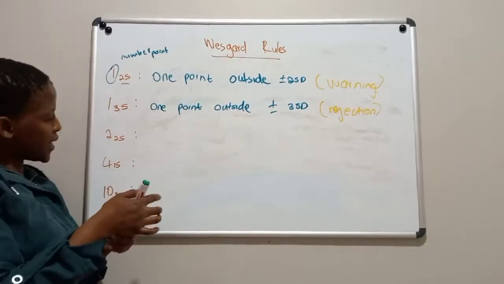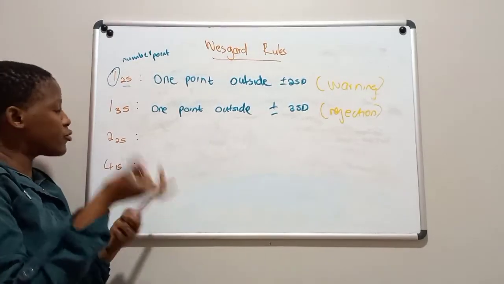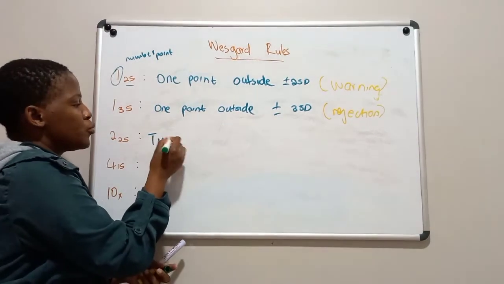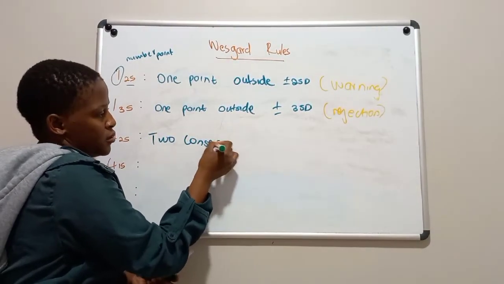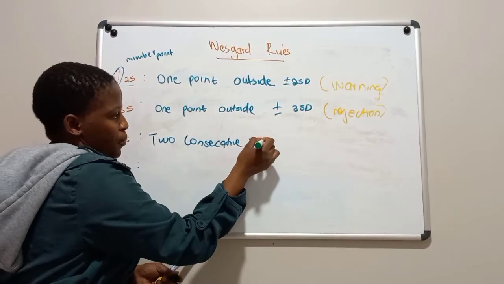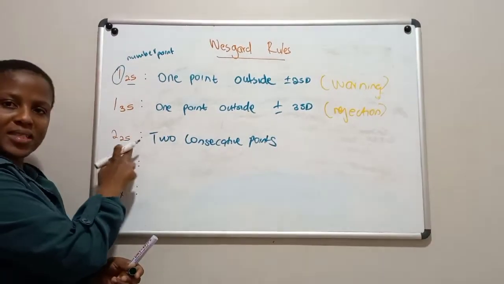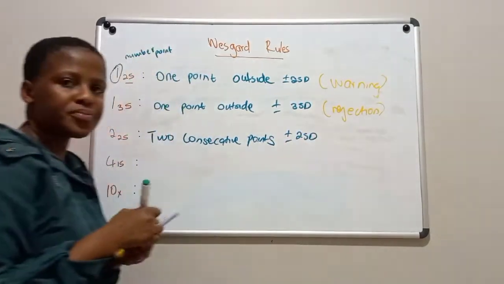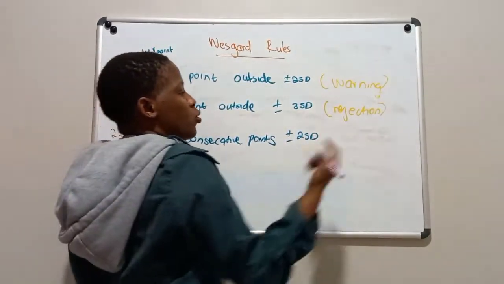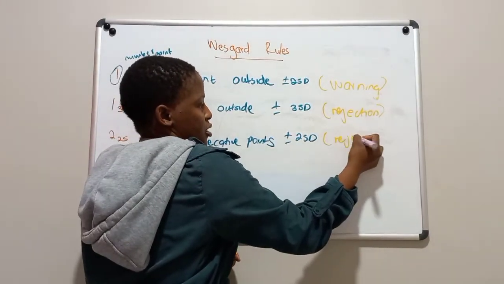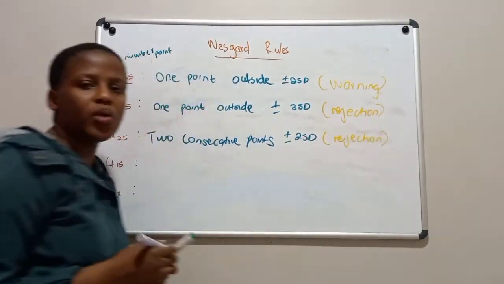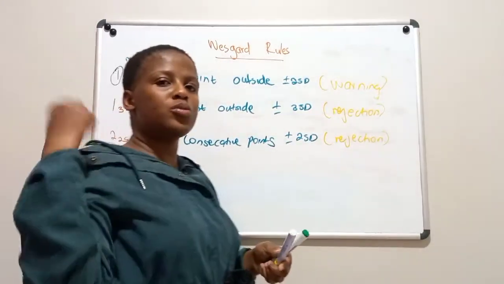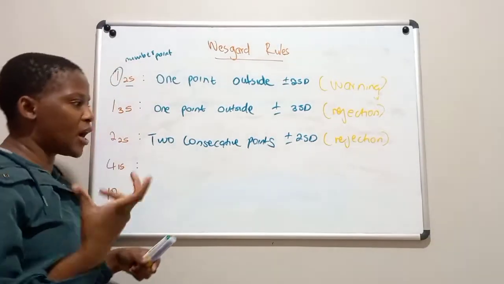And then this next rule, the 2-2S rule, means there are 2 consecutive points that are outside the 2 SD. This is also a rejection. Once you see this, you can't continue to run. You have to troubleshoot. It means your QC is out of control.